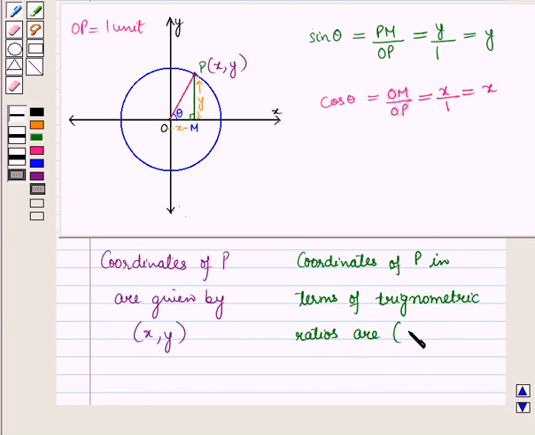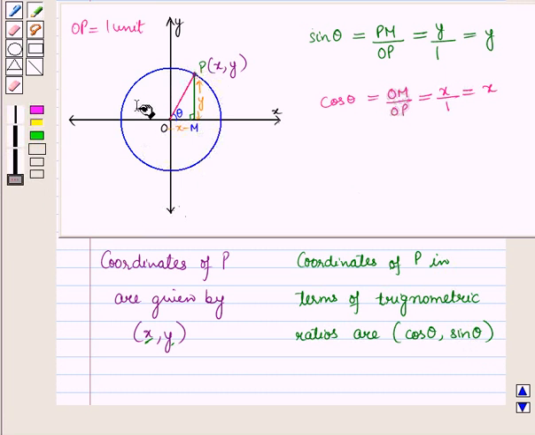So coordinates of P in terms of trigonometric ratios are given by the ordered pair cos theta, sin theta, because here x is equal to cos theta and y is equal to sin theta. Thus, in a unit circle, that is the circle with radius 1 unit, the ordered pair xy is given by the ordered pair cos theta, sin theta. And now we will derive the formula.